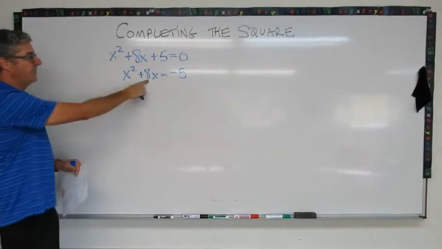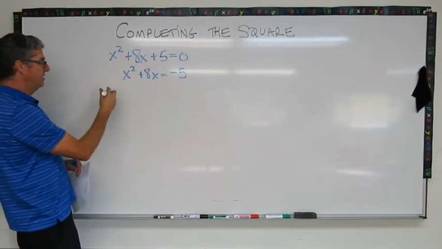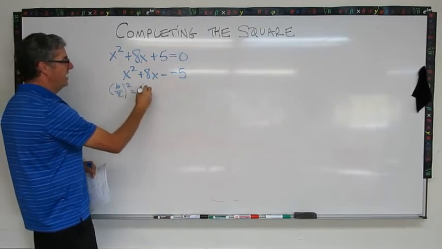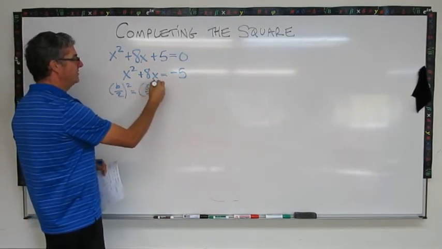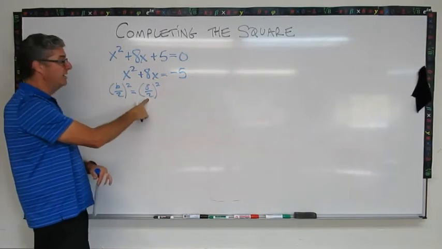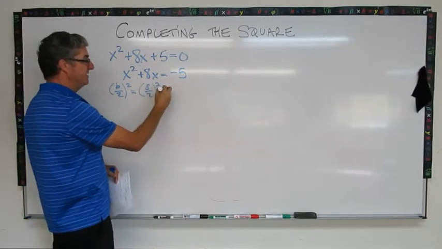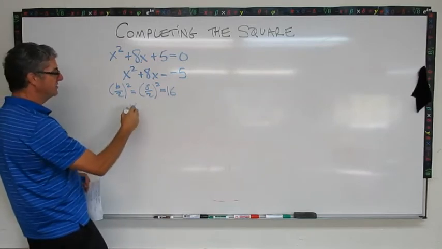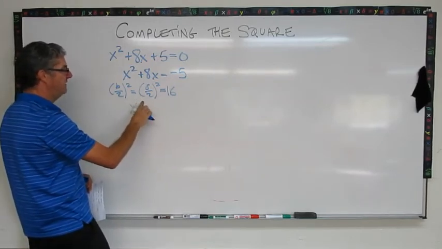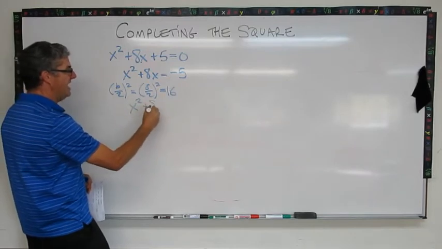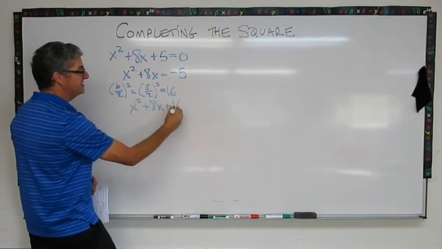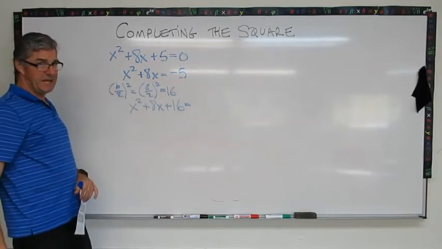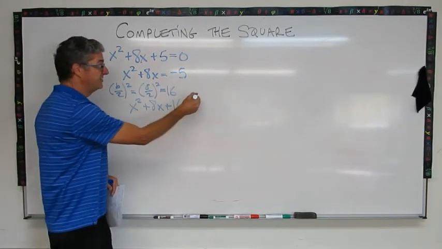Okay, now I need to figure out what my b over 2 squared is. So b over 2 squared equals 8 over 2 squared. Now 8 over 2 is 4. 4 squared is 16. Okay? So now I'm going to add 16 to both sides. X squared plus 8x plus 16 equals, now I'm going to add 16 to negative 5. Remember that last problem we had 11? We do this time as well.